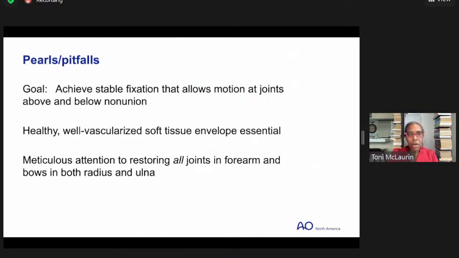So what you want to do is achieve your stable fixation that allows motion at the joints above and below the non-union. And in this case, of course, including the whole forearm, which is a joint itself, you need a healthy, well-vascularized soft tissue envelope in order to make this happen. And you really need to pay in the forearm meticulous attention to restoring all the joints in the forearm and the bows in both the radius and the ulna.